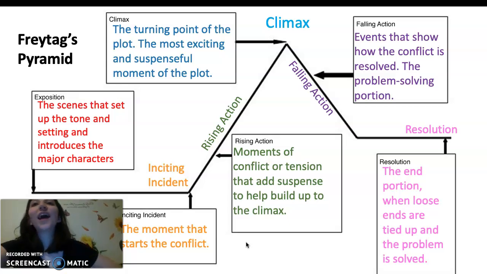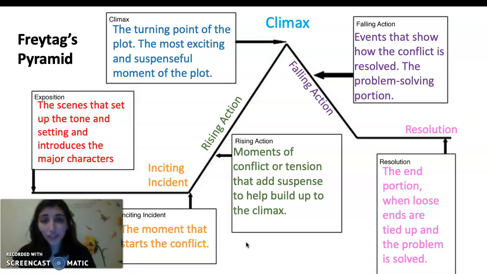Please note that not every story follows a structure. This is just the most common one. And many stories that we read today follow this structure. So I would like you to look for a story that you know and that you enjoy, that you think follows the structure, and we'll discuss it tomorrow in class.